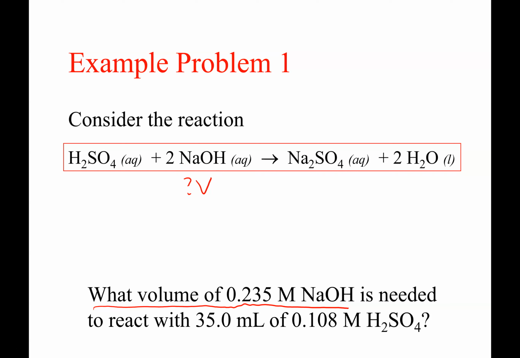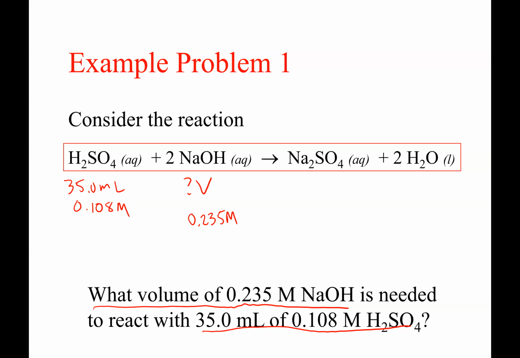Okay. Also under the NaOH, I write 0.235 M for molar. Then I continue reading, and it says is needed to react with 35 milliliters of 0.108 molar H2SO4. So I find my H2SO4 and I write 35.0 milliliters and 0.108 molar. A little bit ago, when we were doing a problem up here, I asked what do you know most about? Your options are H2SO4 or NaOH. Yes, we know more about H2SO4.